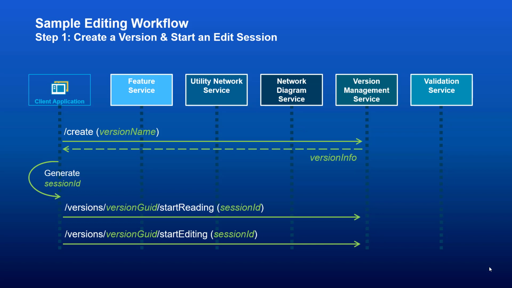So anytime in those diagrams that I'm not explicitly showing a response is because it's mainly just a success true false that you're getting back. So once you're starting your read session, you want to also start an edit session on top of that because you basically want to edit data. So yet again, you'll go to versions, your version GUID, start editing, pass the session ID, and this should return true. So now let's go to the actual editing part.